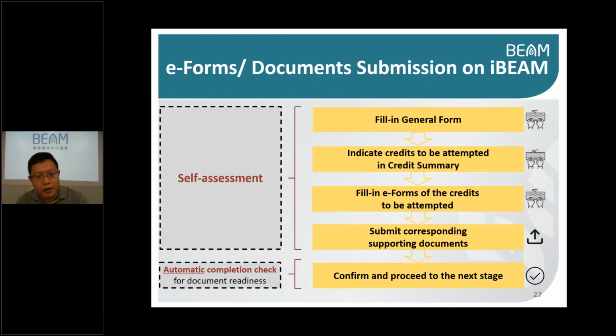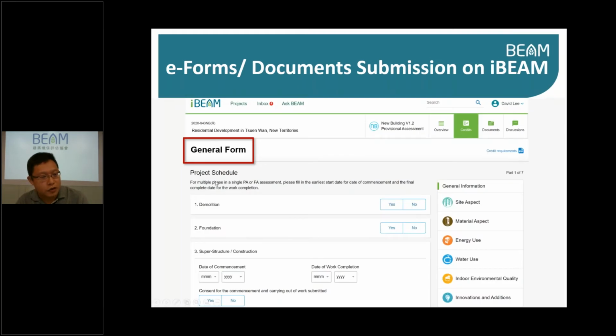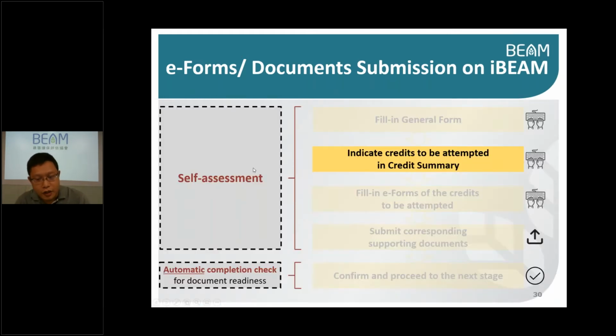So how will that work? The general form. So here's the general form. What is this general form? The general form is simply like, in the current BEAM Plus assessment, there's a credit summary, and that credit summary asks you to fill in the project schedule, the superstructure construction, the construction timeline, and so on and so forth for the assessment. So that's the general form, and I think there will be a screen to show how the general form works, like a short animation on that later on.